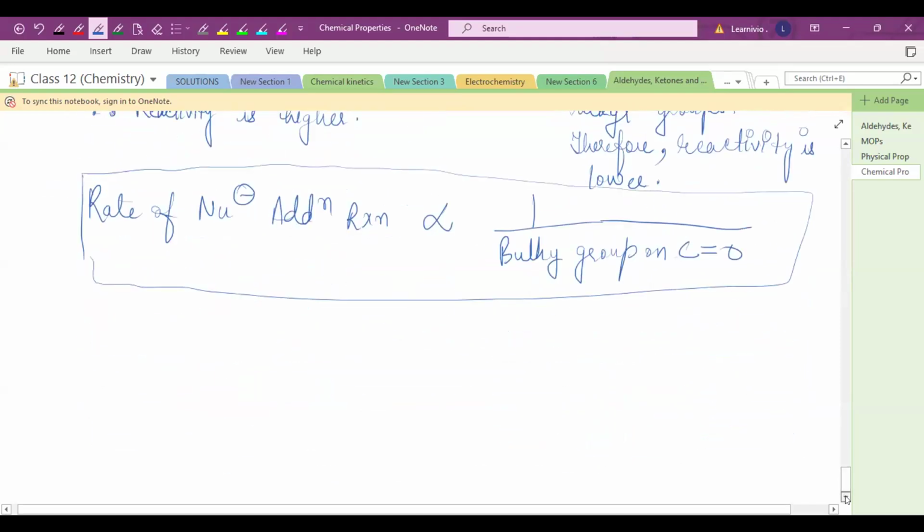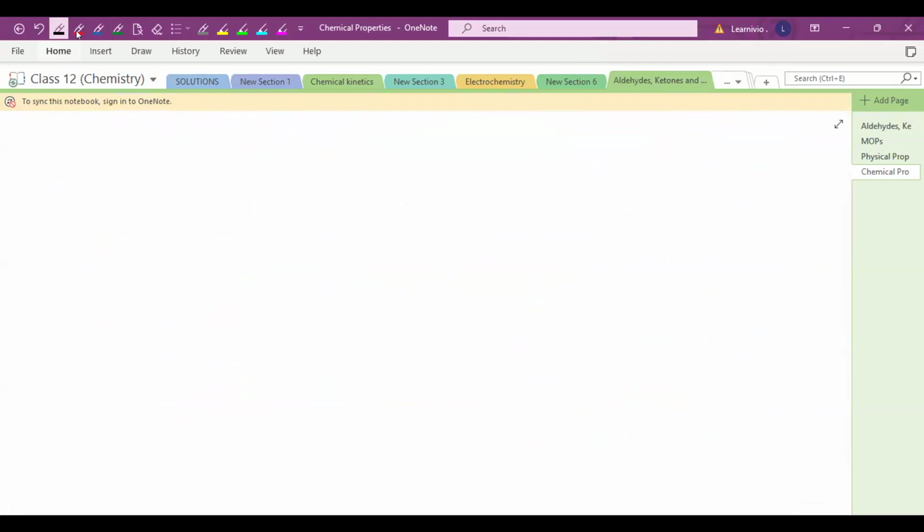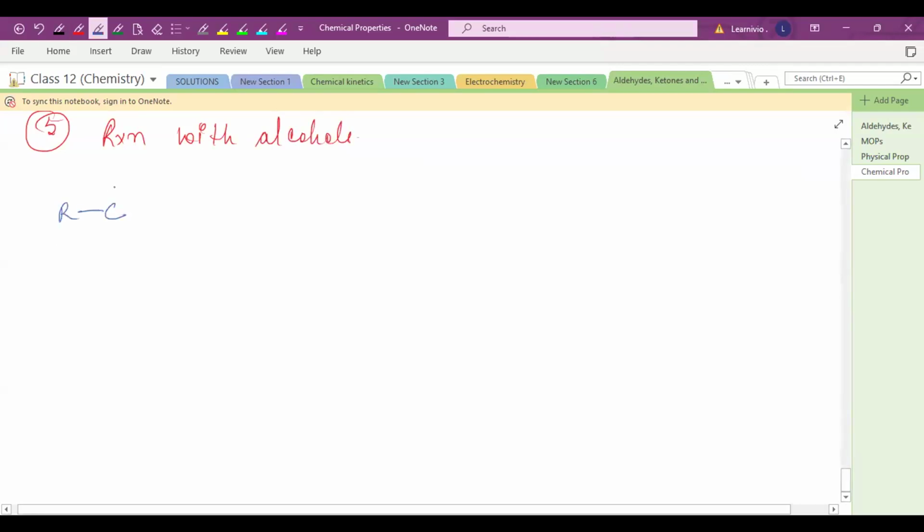Next, the fifth one is the reaction with alcohols. Now suppose we have an R aldehyde, RCHO group, and you are treating it with alcohol R-OH in the presence of dry HCl.